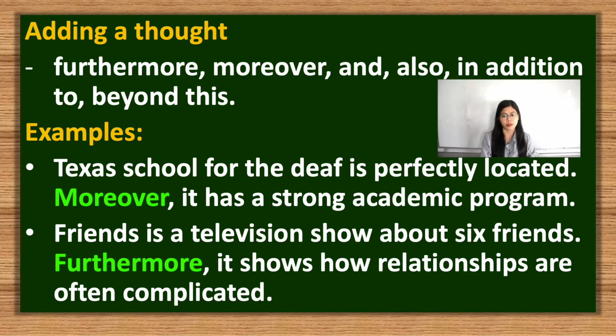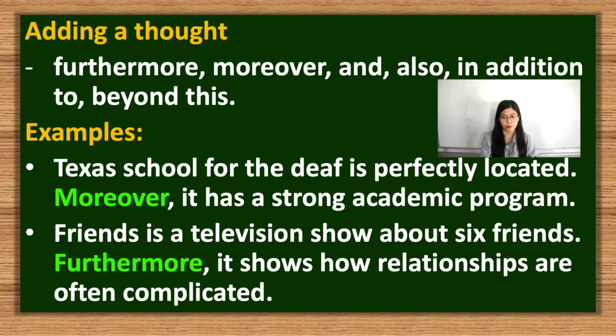So example, Texas School for the Deaf is perfectly located. Moreover, it has a strong academic program. So here, using the transitional device moreover, the statement means that aside from Texas School for the Deaf being perfectly located, it also mentioned that this school has a strong academic program. So we just add a thought.